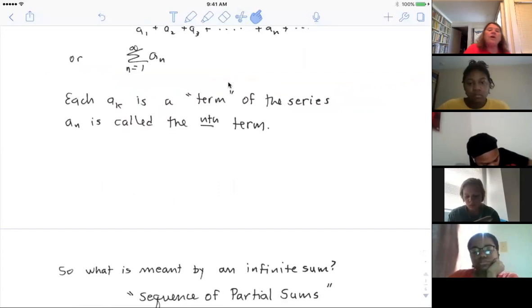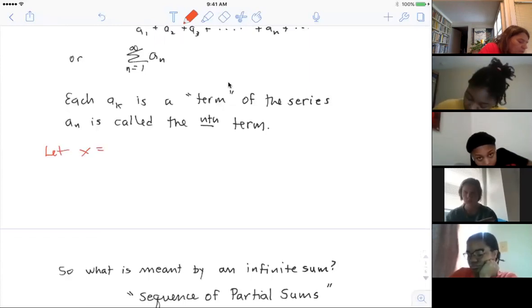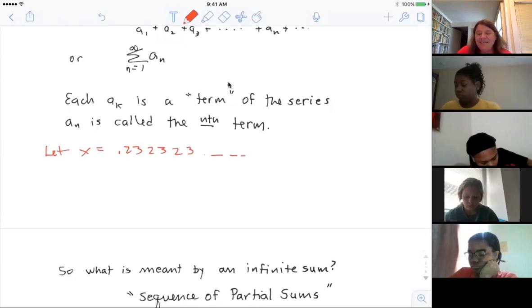I'll do one we don't know, and I don't even know it. Suppose I said, let x equal 0.232323 and so on. In other words, the thing that's repeating is 23. And suppose I want to say, well, what fraction is that? That's actually a rational number. You could put it in your calculator and something would give you that. So we want to find out what that is.